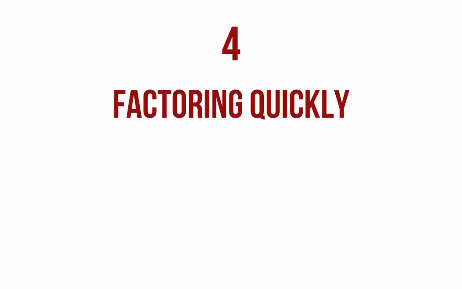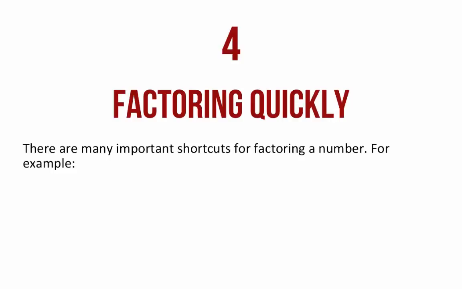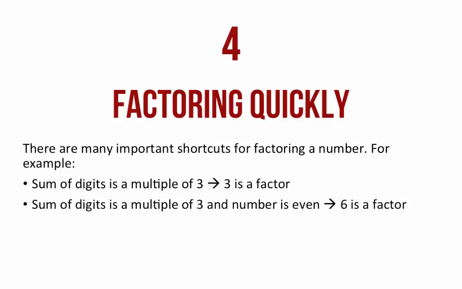It is important to learn to factor quickly. There are many important shortcuts for factoring a number. For example, if the sum of digits is a multiple of 3, then 3 is a factor. If the sum of digits is a multiple of 3 and the number is even, then 6 is a factor.